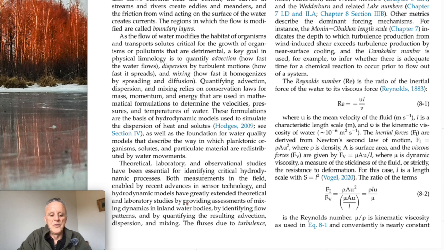Both measurements in the field, enabled by recent advances in sensor technology and hydrodynamic models, have greatly extended theoretical and laboratory studies by providing assessments of mixing dynamics in inland water bodies, by identifying flow patterns, and by quantifying the resulting advection, dispersion, and mixing.